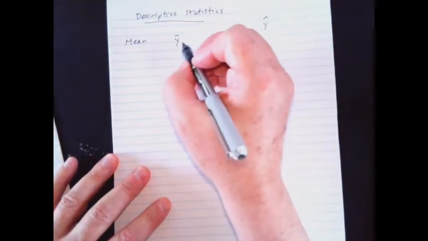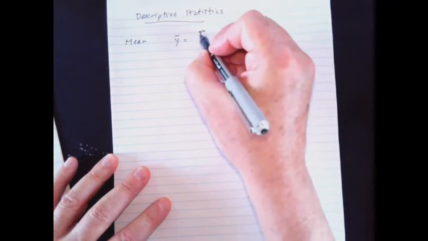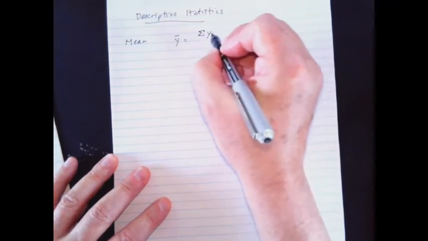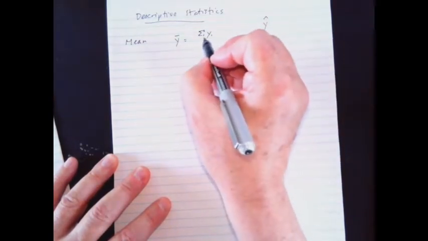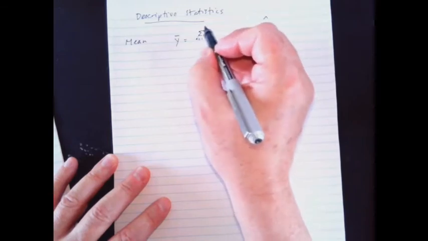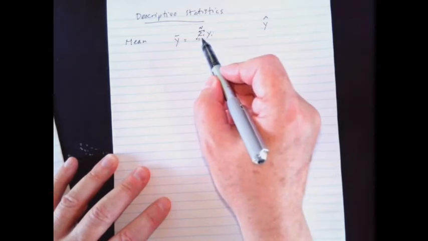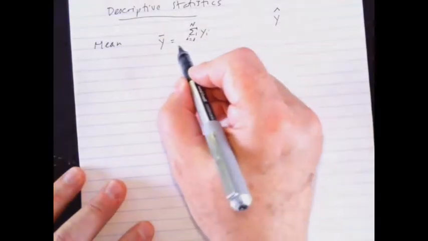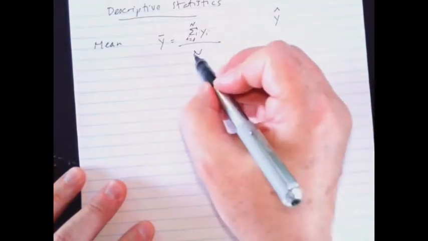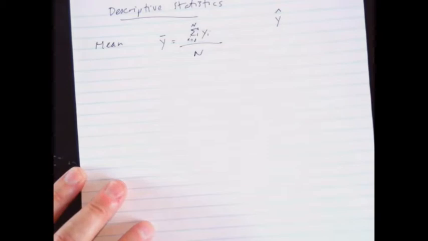So y bar equals, well, we've already seen this, the sum of the individual observations added up over the sample, which we'll say in this case runs from 1 to n. And again, I can zoom in a bit closer because the subscripts get a bit tiny, and divide by n, which is our sample size.